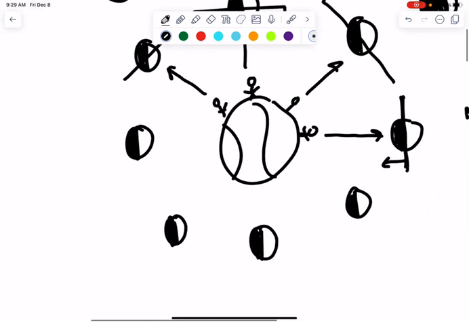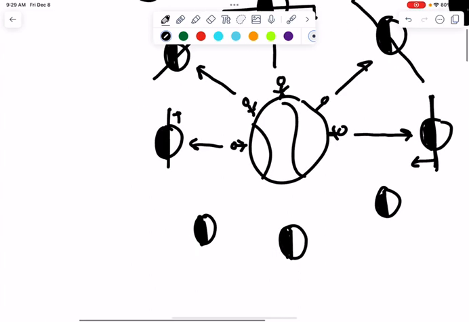Alright. If I'm standing right here and I look here, I see this part, which is just a regular full moon.